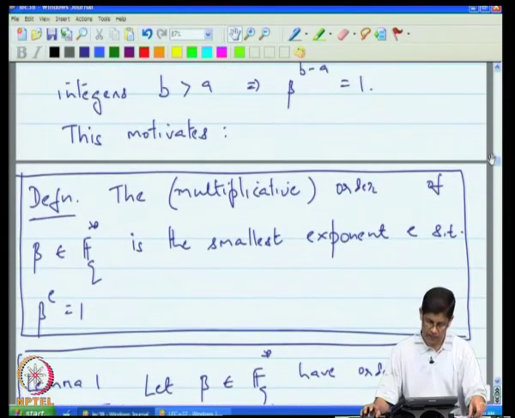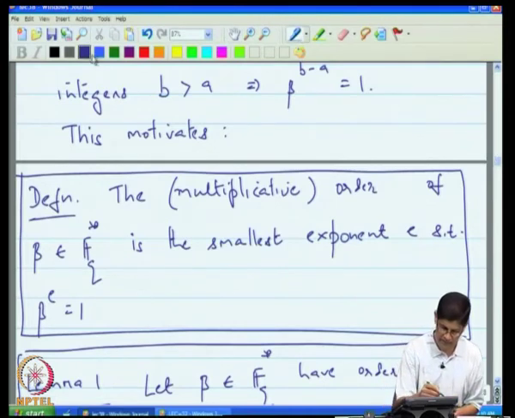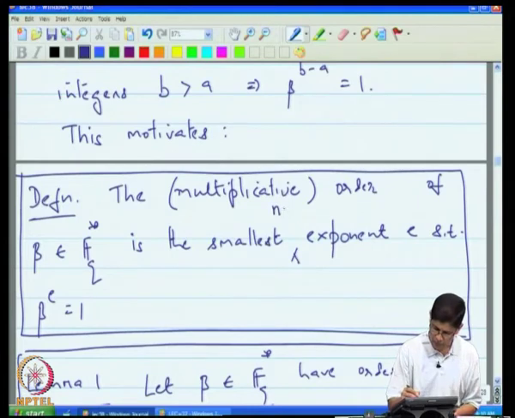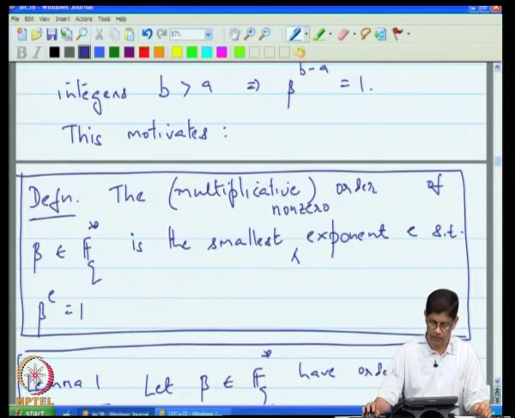Okay. So the multiplicative order is the smallest, so maybe I should have clarified that here. Let us put that in: the multiplicative order is the smallest non-zero exponent e such that beta to the e is 1.